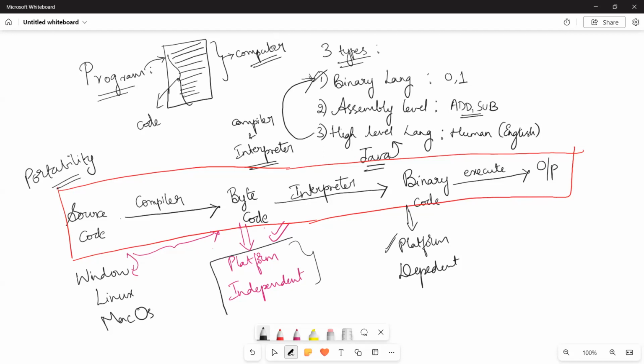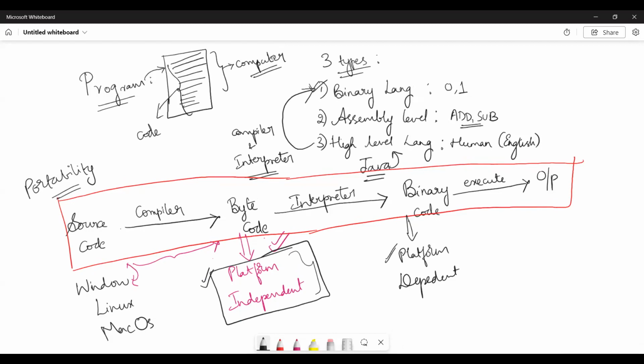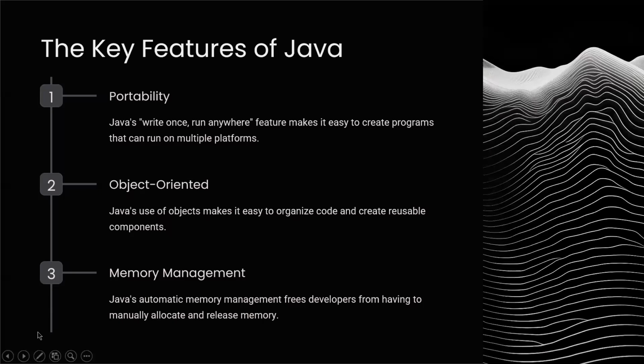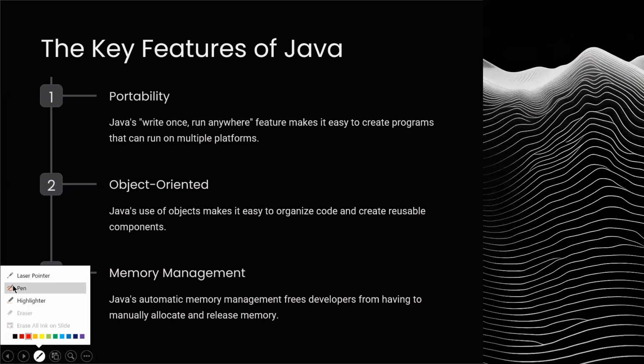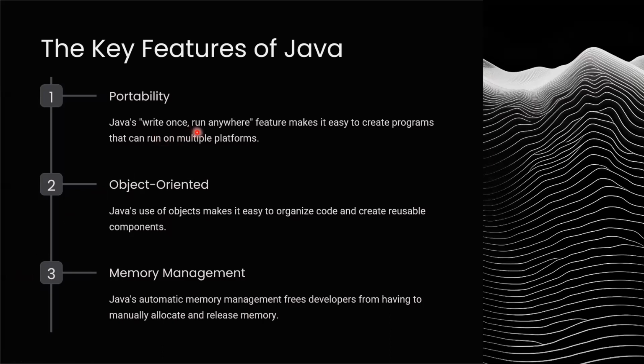Because of this main feature, which is platform independence, Java became much more popular than many other languages. This is the main feature of Java, where we can say that it has portability. That's why they said, write once and run anywhere. That is the meaning of portability.